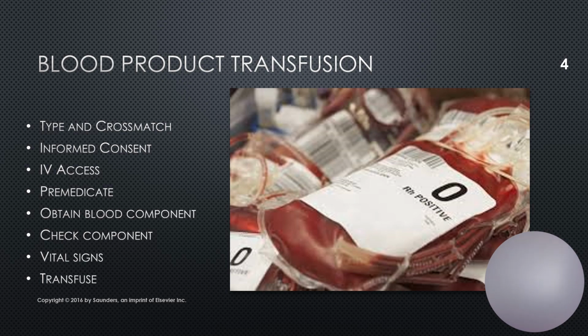When this blood sample is drawn, the phlebotomist is going to place a blood band on the client's wrist, and the numbers on the band will be attached to all blood products and tickets that are attached to those blood products that the client will then receive. We have to get informed consent per facility protocol and then obtain client IV access.